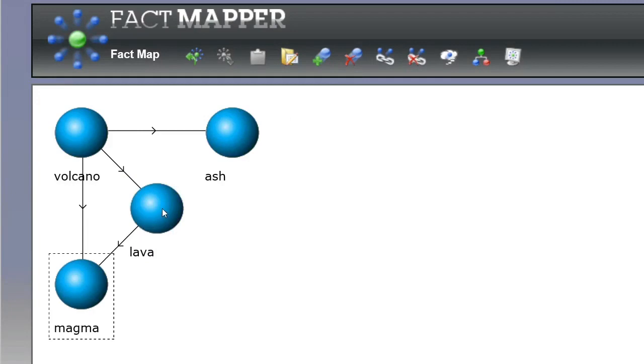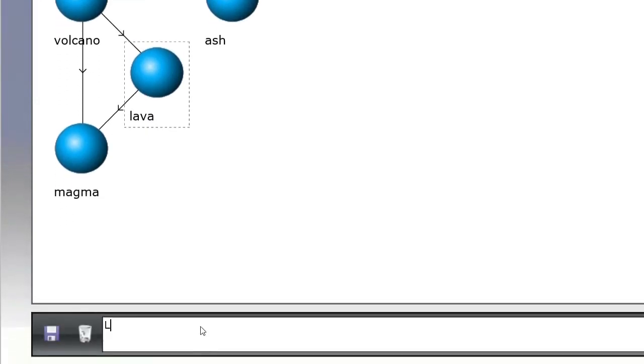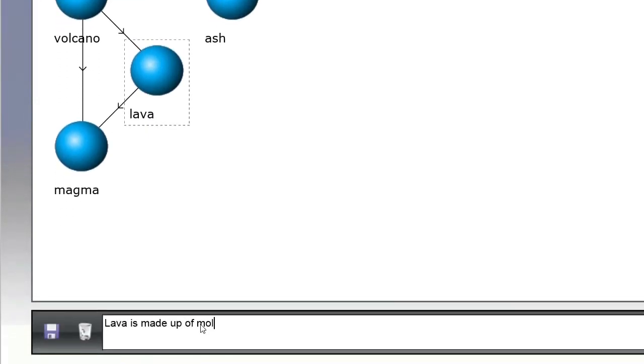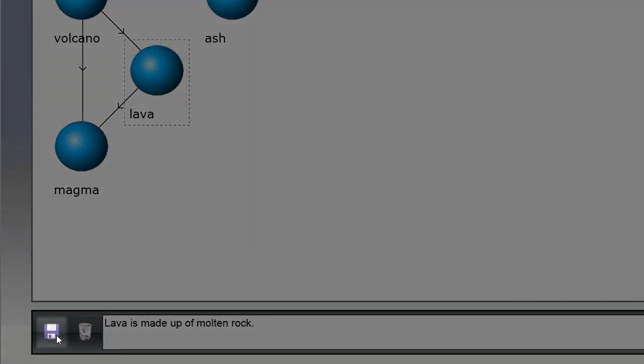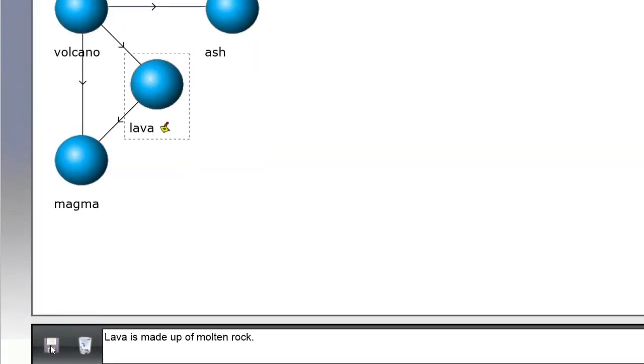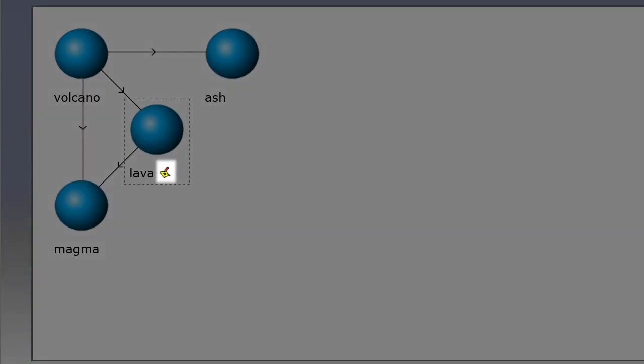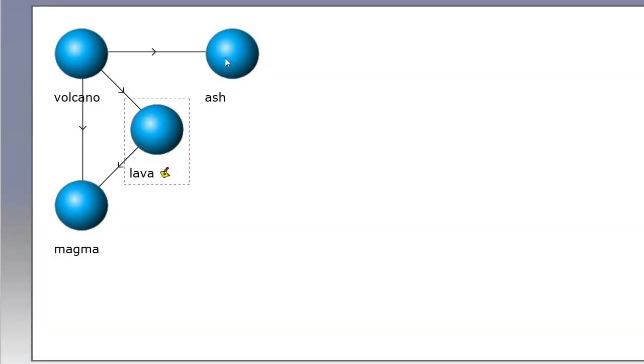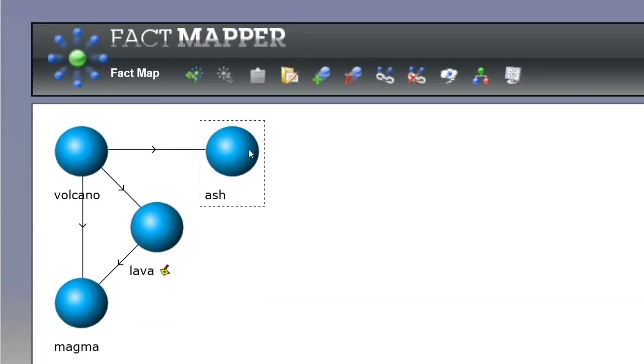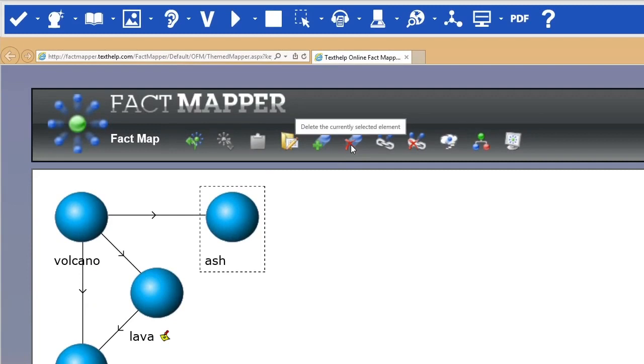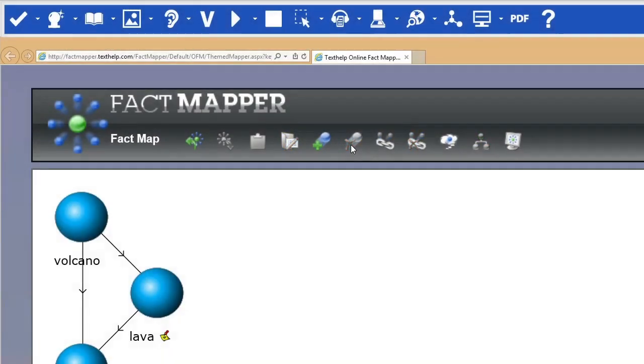You can add notes to a fact by clicking in the Notes section. Type in the note and then click here. This little icon will indicate when a fact has notes. To delete any fact from your Fact Mapper, click on the Delete icon.